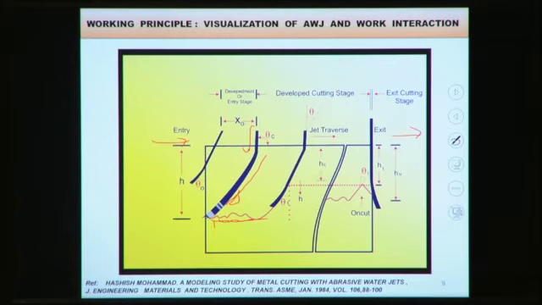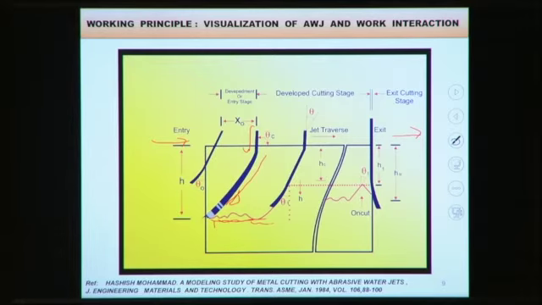If you are making through holes with this abrasive water jet, then it is okay. But if you are making a blind machined surface on the workpiece, you can see this kind of striations generated on the workpiece surface. At the end also, on this workpiece surface, this kind of striation is generated, at the exit.